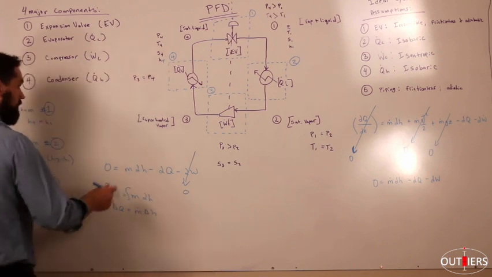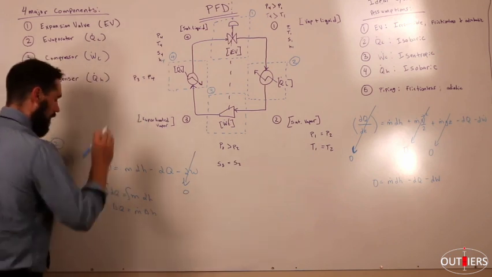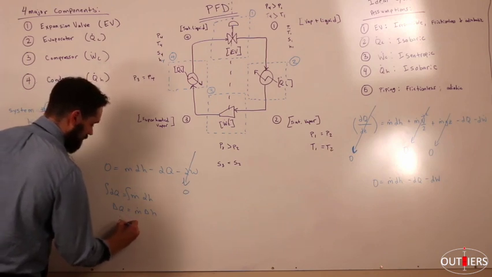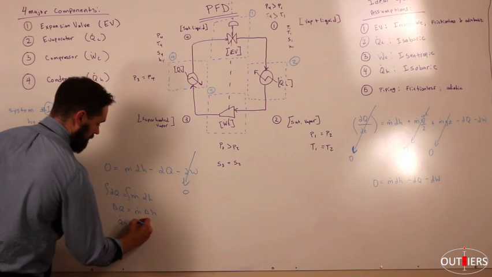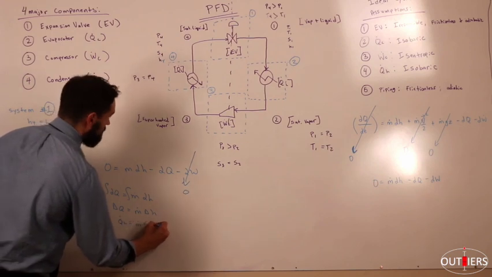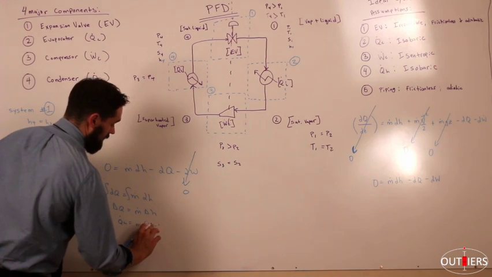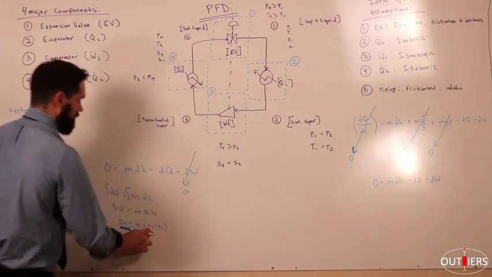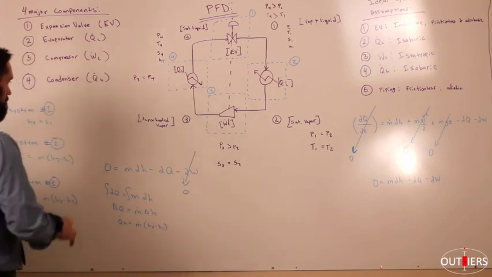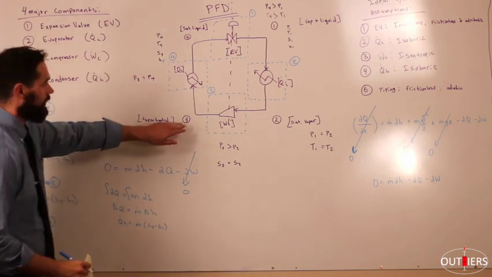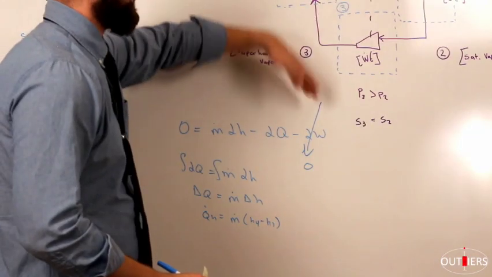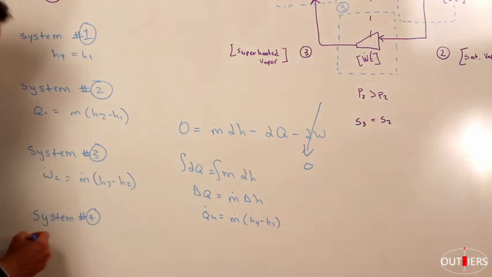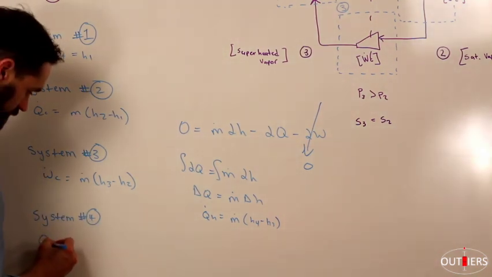If we integrate that and put in our known terms, we have QH is equal to m times (H4 minus H3). It's always final state minus initial state, and we're evaluating it going from state 3 to state 4 in the workflow of the system. I'll transcribe that over here.